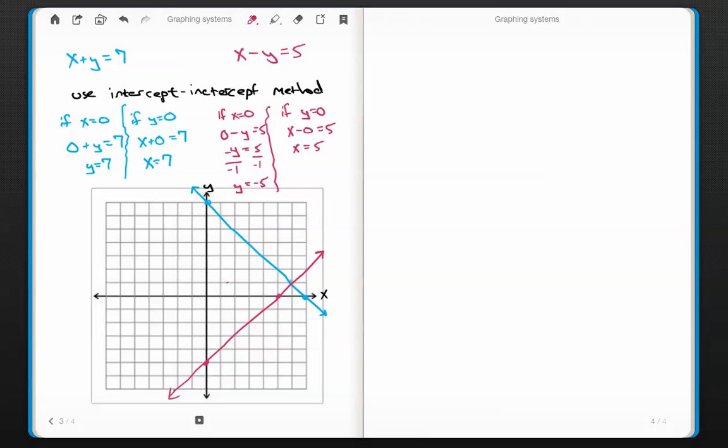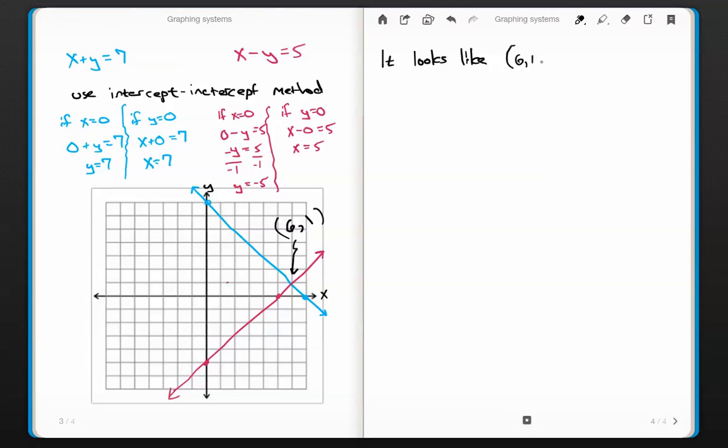And it looks as though we might have a winner here. So let's check that out. So it looks like, what point is this? Let's see, 1, 2, 3, 4, 5, 6, and 1. So that's the point 6, 1. It looks like it might work.